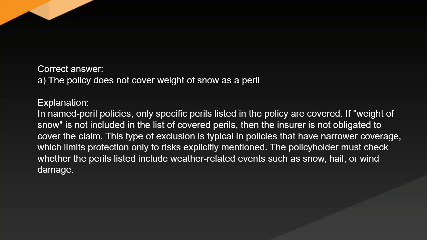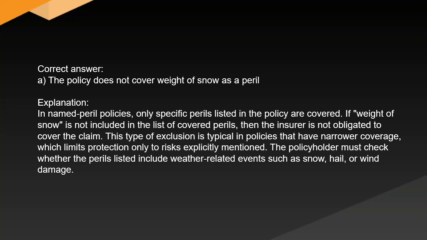Explanation. In named peril policies, only specific perils listed in the policy are covered. If weight of snow is not included in the list of covered perils, then the insurer is not obligated to cover the claim. This type of exclusion is typical in policies that have narrower coverage, which limits protection only to risks explicitly mentioned. The policyholder must check whether the perils listed include weather-related events such as snow, hail, or wind damage.